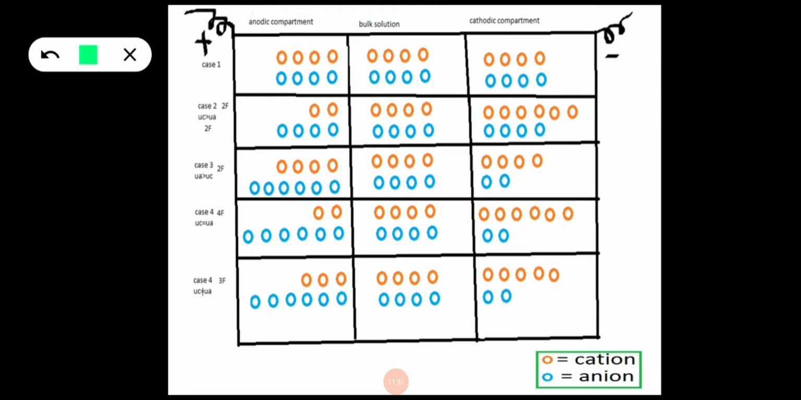In this, an electrolytic cell is taken to carry out the electrolysis process. This is divided into 3 compartments. The first compartment is connected to the positive electrode, so it is called the anodic compartment, and the last compartment is connected to the negative electrode, so it is called the cathodic compartment. And the middle compartment has bulk solution. Its concentration will remain constant before and after the process of electrolysis.